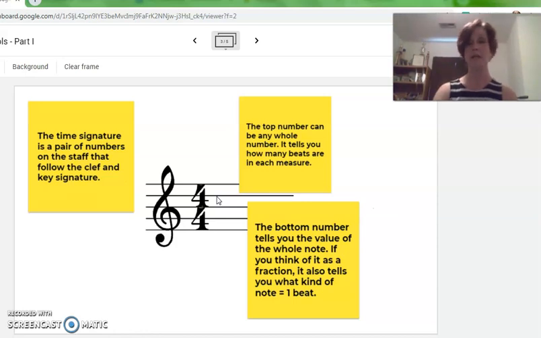But it can be any number. It can be 1, 2, 3, 4, 5, 6. Really, the sky's the limit. But when it comes to the bottom number, you are much more limited to what you can choose. The bottom number tells you the value of the whole note. In this case, the whole note would get 4 beats. If you think of this as a fraction, in this case 1 over 4, 1/4, or a quarter, it also tells you what kind of note equals 1 beat.